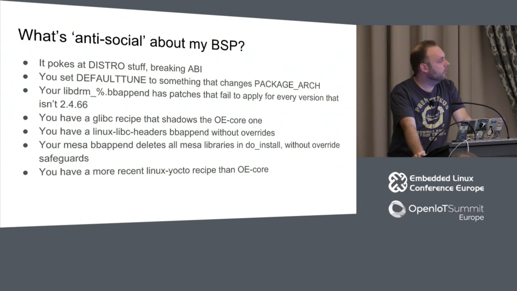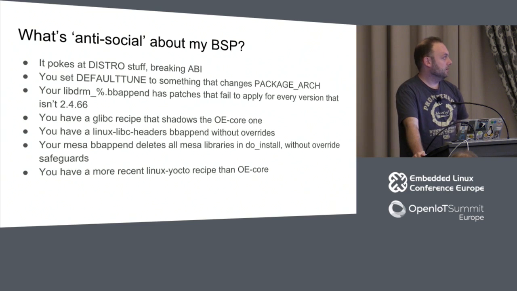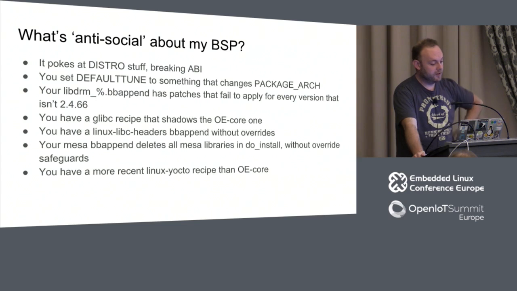And another thing you will see in BSPs, they have an append for libdrm that has patches that apply to a single libdrm version. So if it gets updated in a stable update or you have another layer with a more recent libdrm, it fails to build because you have 2.4.67 and a patch against 2.4.66. Most of that specific problem has gone away. The patches were accepted both for the BSPs and upstream.